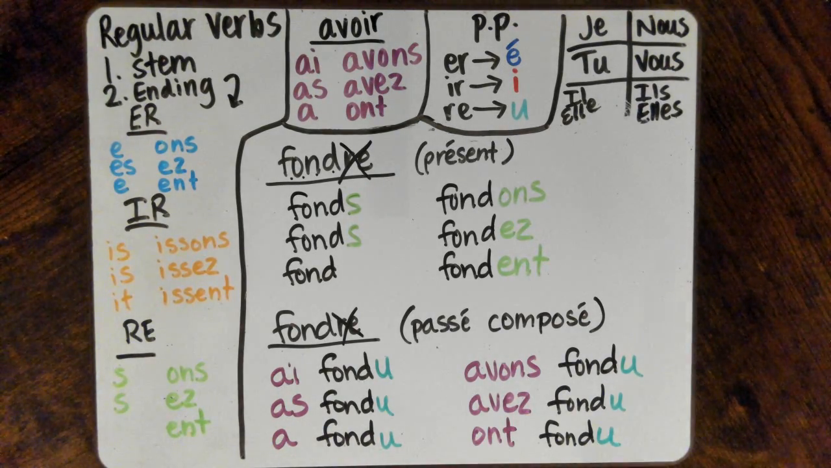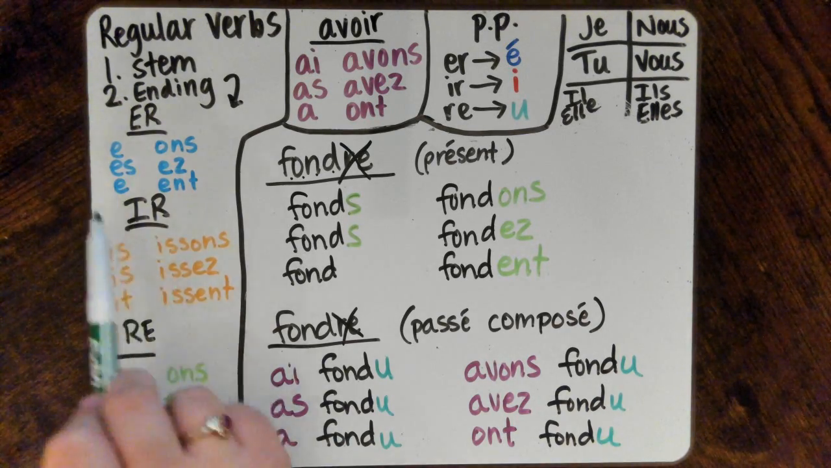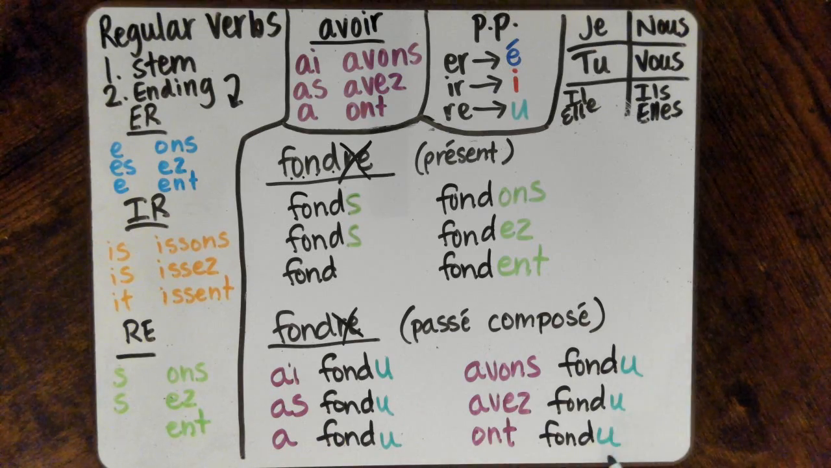Okay, and again, this U, this isn't really a verb ending. Like, it's not one of these. The U is the same for all of them because it's the past participle. The part that changes for each of the subjects is the auxiliary.